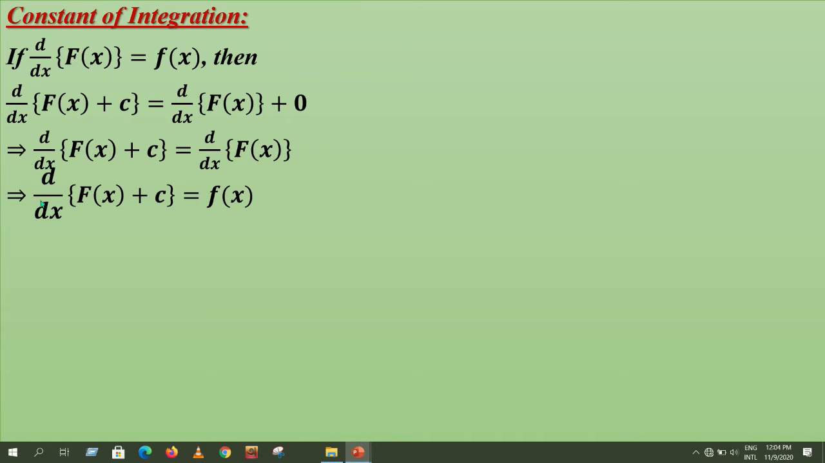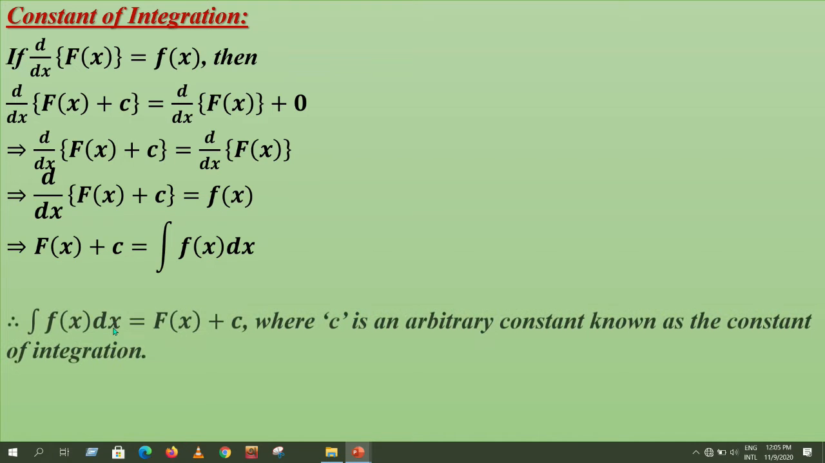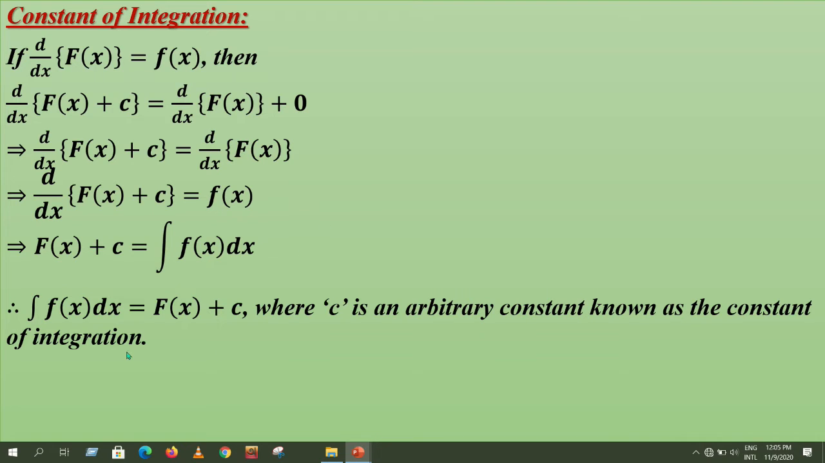Now taking integration on both sides, the left side will be capital F of x plus c and the right side will be integration of f of x dx, as the derivative of this with respect to x, that is d by dx, and integration are equal to 1 because these are inverse to each other. Therefore, integration of f of x dx is equal to capital F of x plus c, where c is an arbitrary constant known as the constant of integration.